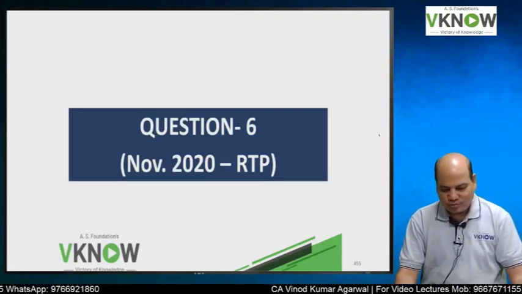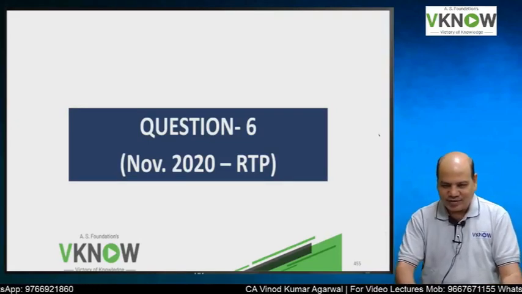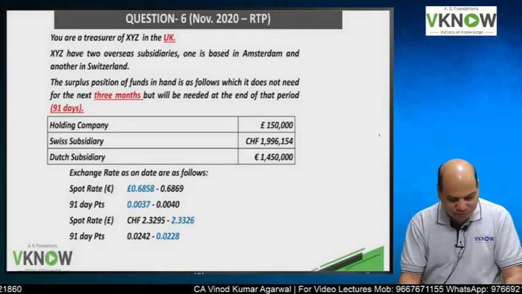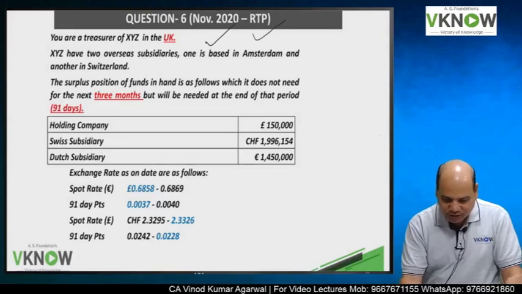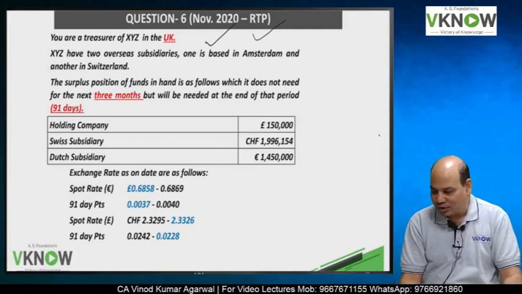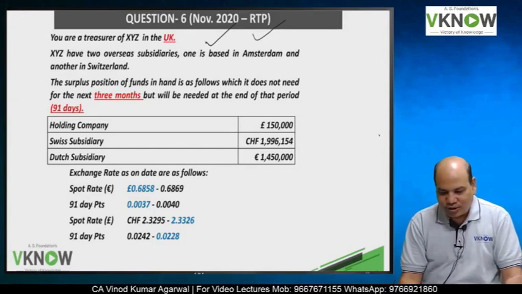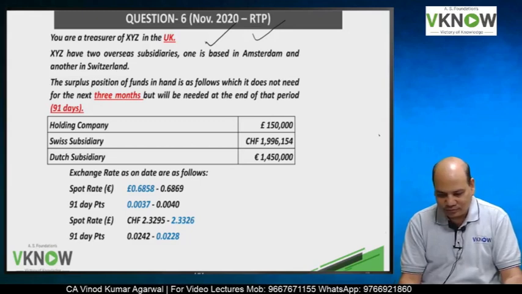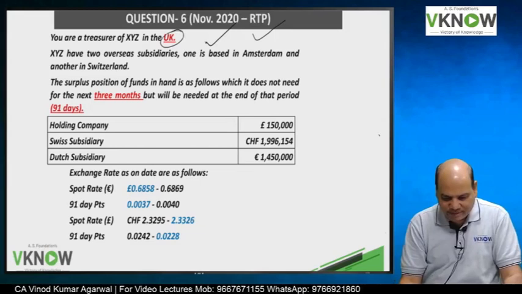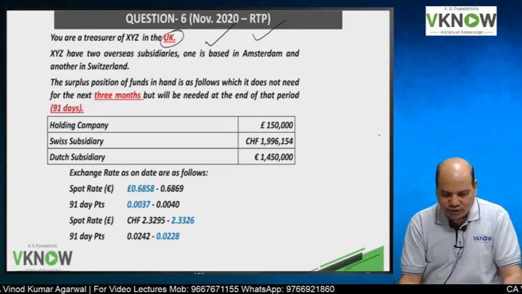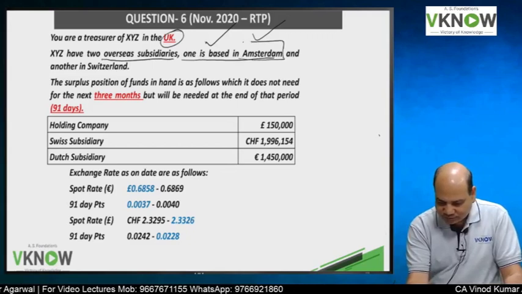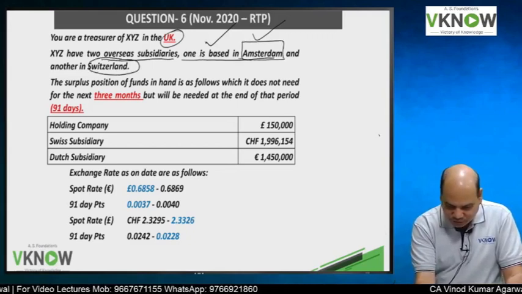So please come to question number 6. Question number 6 is from November 2020 RTP, revision tension paper. Okay, because some questions give you tension. You are a treasurer of XYZ in the UK. UK is your country. XYZ has two overseas subsidiaries. One subsidiary is in Amsterdam and the other one is in Switzerland. Very good.